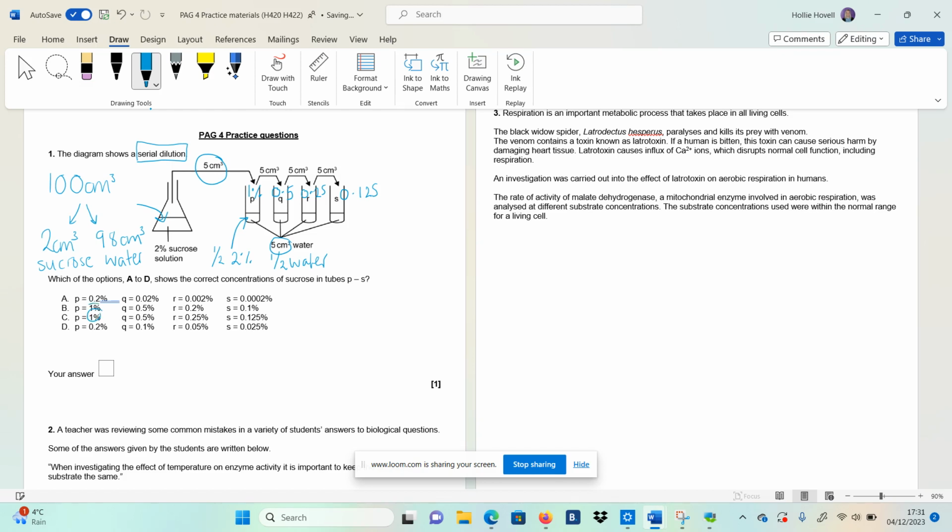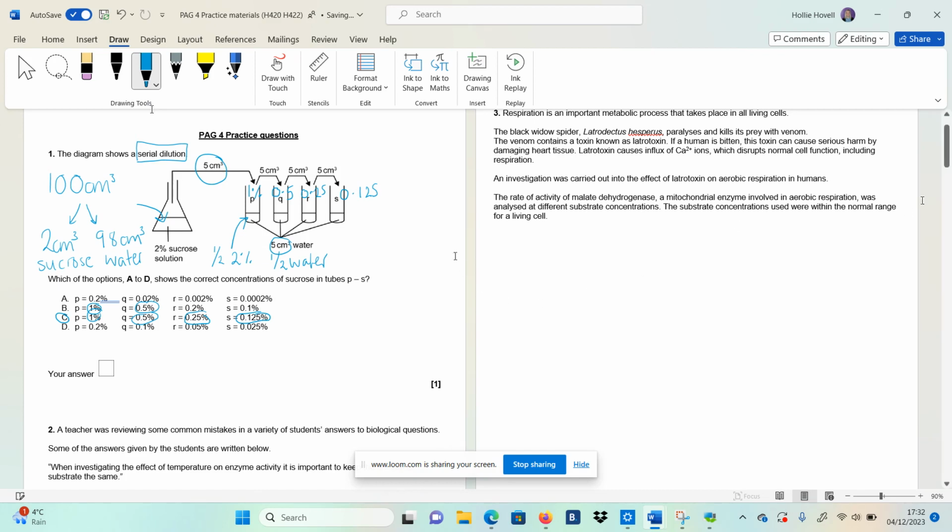So 1% could have been there or there, 0.5 could have been there or there, 0.25 had to be that one, 0.125 had to be that one. So your correct answer was C. And as we go through the course, we do quite a few serial dilutions. If you were adding, for example, 10 of that and 5 of that, then it wouldn't halve every time. It's just because they're equal amounts on this one, it's halving.